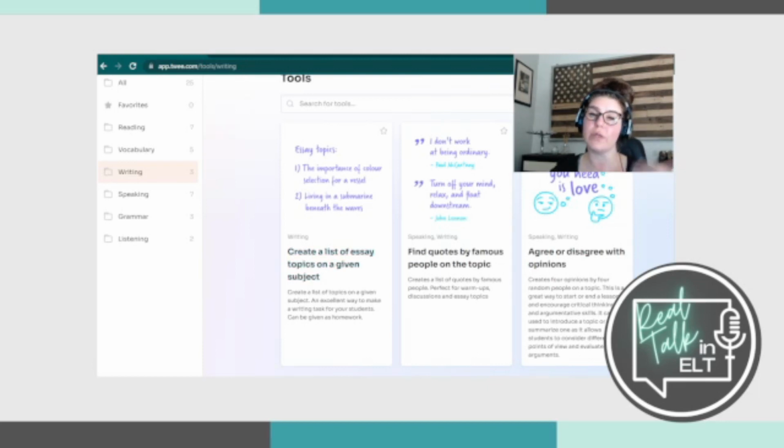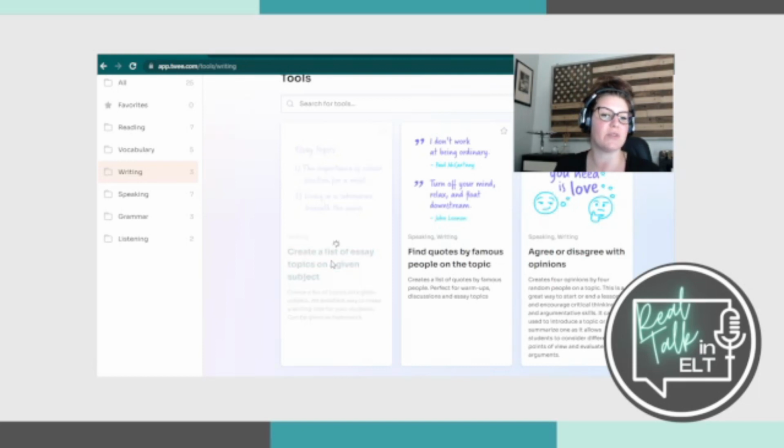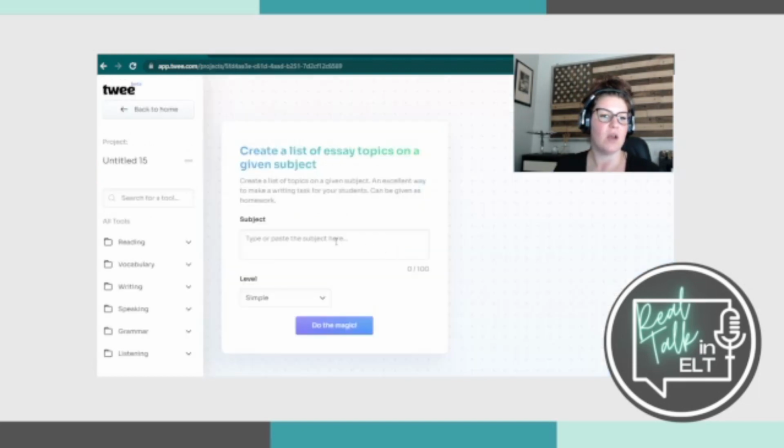And there are only three tools here that you can use, but let's take a look and see what we've got. So the first one is create a list of essay topics on a given subject. Then we have find quotes by famous people on a topic, and I'm a little wary of that one already, and agree or disagree with opinions. So let's take a look at the first one, the essay topics on a subject.